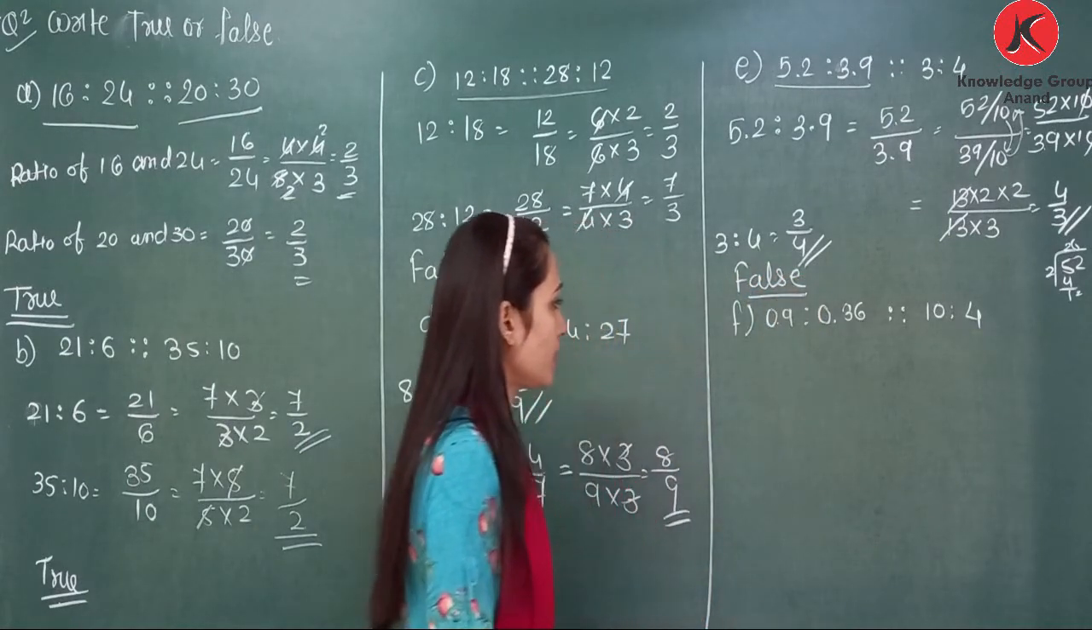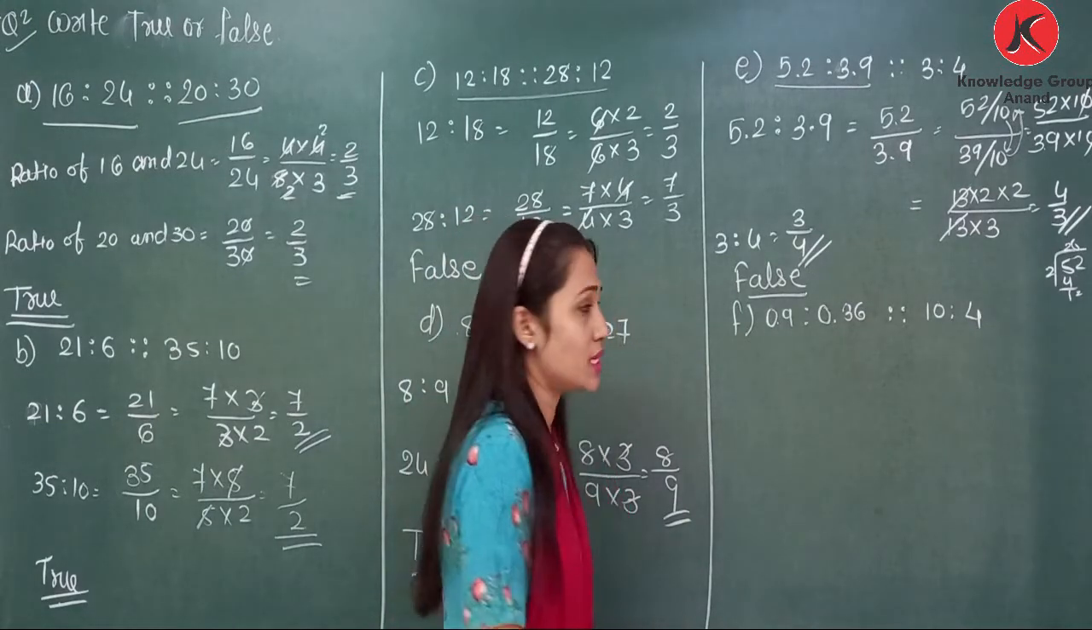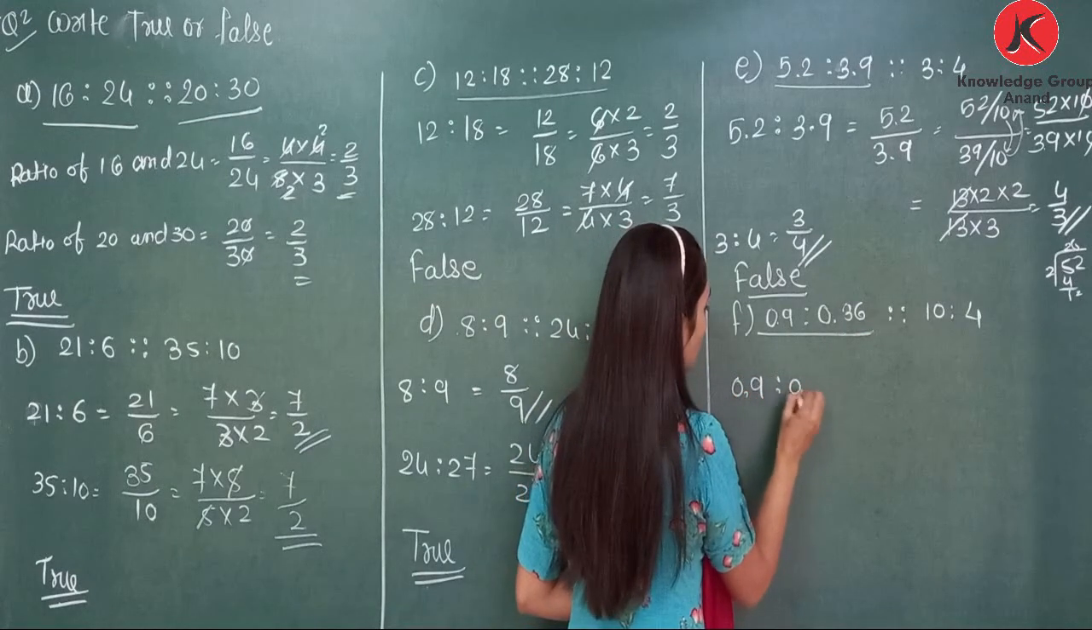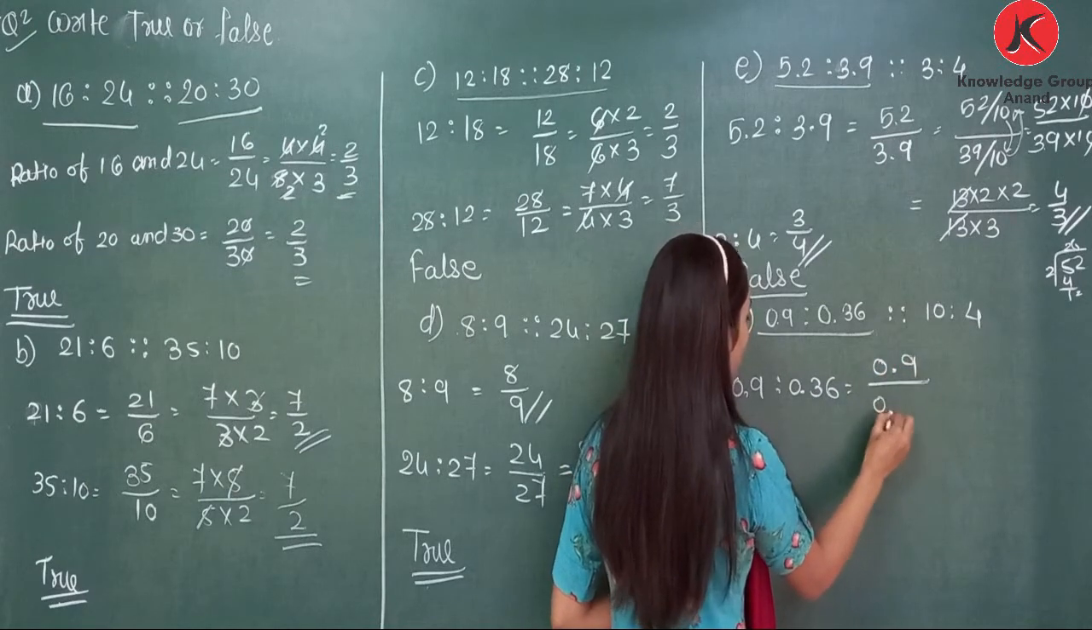Now next, 0.9 is to 0.36 is in proportion to 10 is to 4. So let's find the ratio of 0.9 is to 0.36. Now this one can be written as 0.9 divided by 0.36.